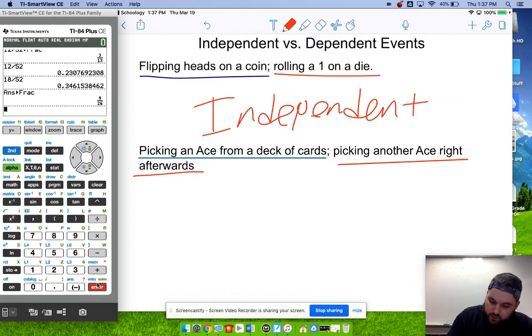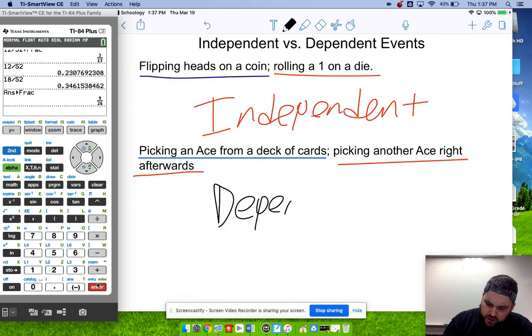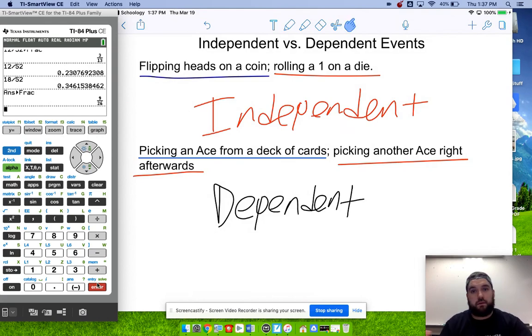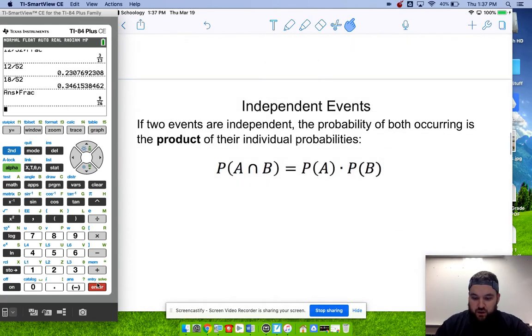Another example. How about picking an ace from a deck of cards, followed by immediately picking another ace right away? Meaning I don't put the first ace back in the deck. If I draw an ace out of the deck and I don't put it back, there are now fewer aces remaining than there were before. So whether or not I draw an ace on the first card will indeed affect the probability of me drawing an ace on the second card. We'll talk a little bit more about this type of situation, but these two events would be considered dependent because the outcome of the first does indeed affect the outcome of the second one.